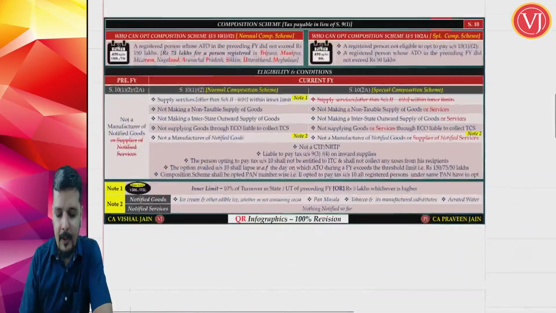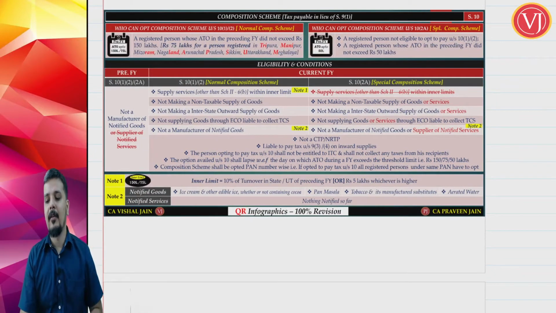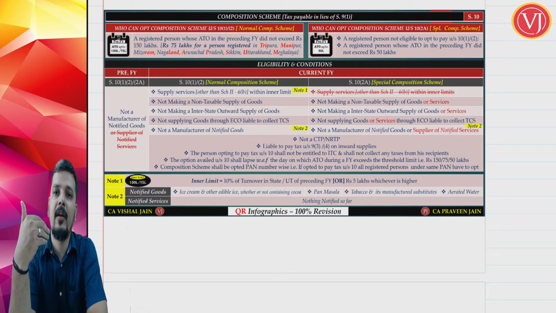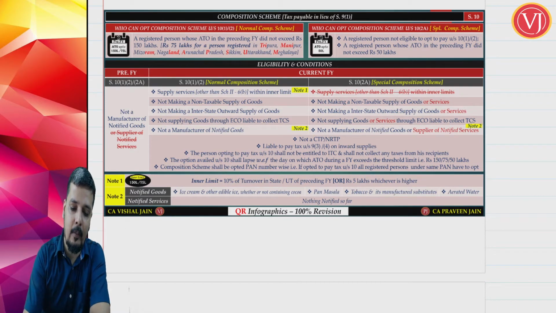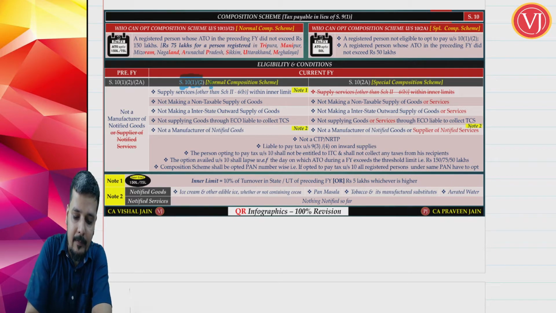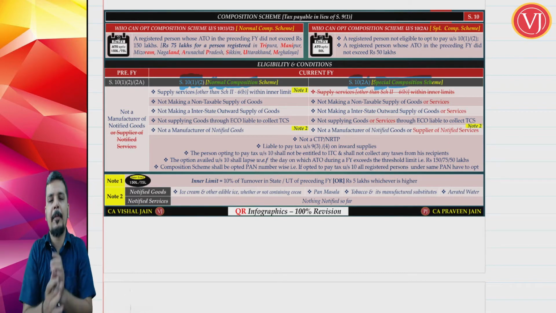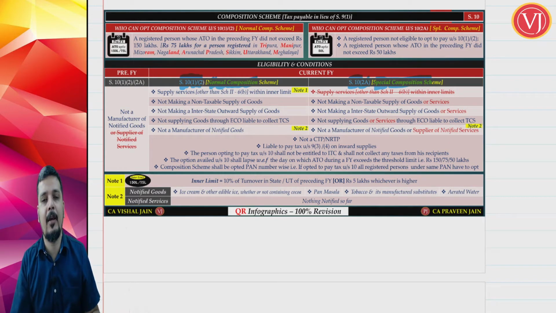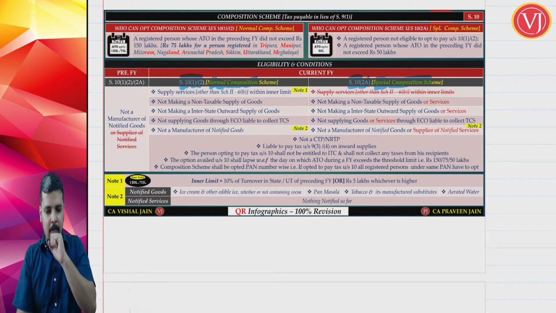Now friends, quickly talking about the scheme itself. Your composition scheme is split into 2 parts. One is the normal composition scheme, which we call section 10.1, read along with section 10.2, and one is your special composition scheme, which is section 10.2a. So it will be divided into 2 parts, normal composition scheme and special composition scheme.